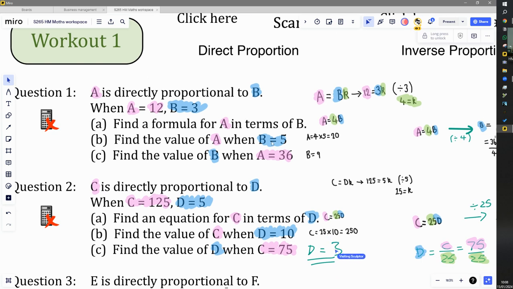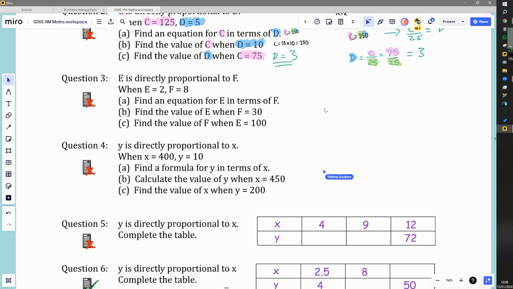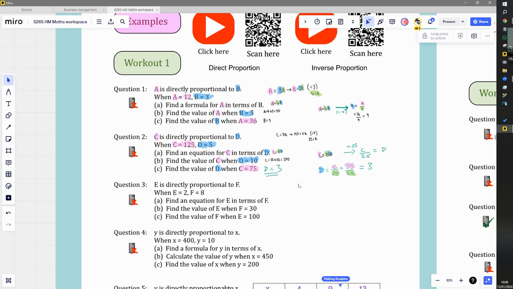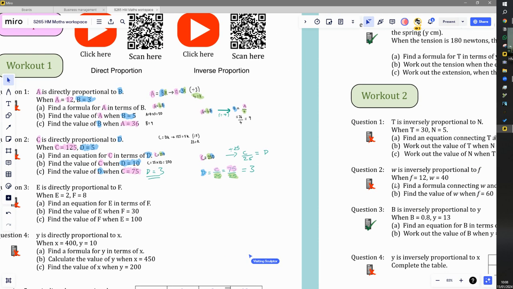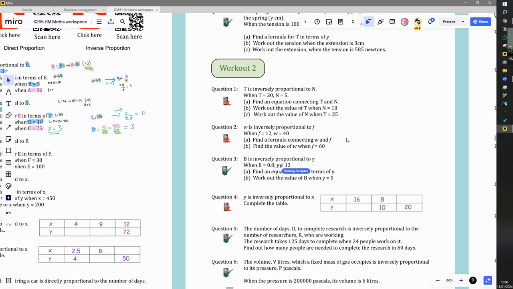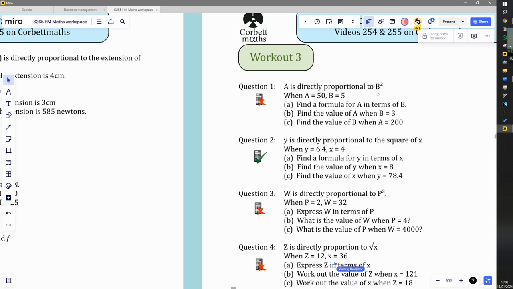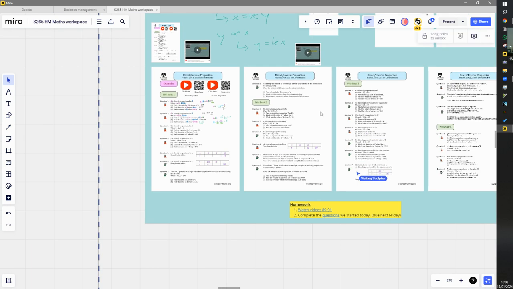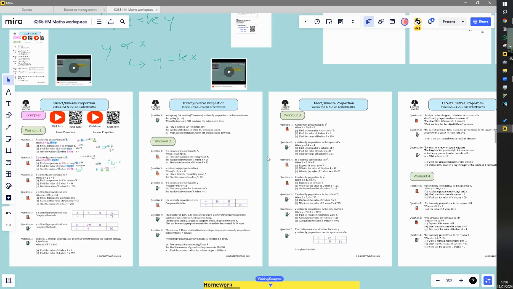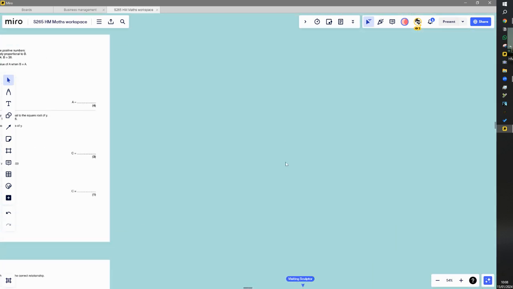And then we were also asked to find what A is when B is 5, and what B is when A is 36. For the last bit we had to rearrange the equation. So these questions 1, 2, 3, 4 are all to do with direct proportion. And then we're going to look at this thing called inverse proportion, and we're going to look at more complicated situations like this. I won't do those questions. We will do some ourselves over here.